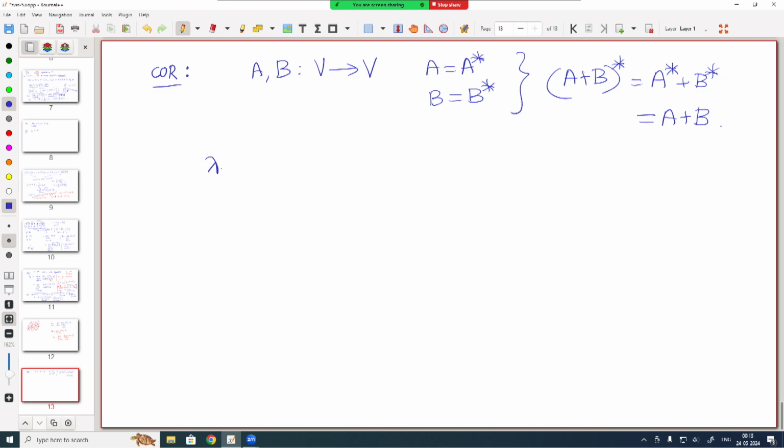Now, here is the corollary to this geometrical characterization of the eigenvalues. The top eigenvalue of A plus B is at most the sum of the top eigenvalues of A and B. So, the largest eigenvalue of A plus B is less than or equal to lambda 1 of A plus lambda 1 of B. When I write lambda 1 of an operator T, I mean the largest eigenvalue of T.